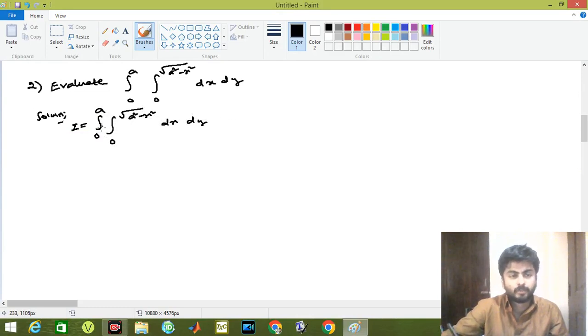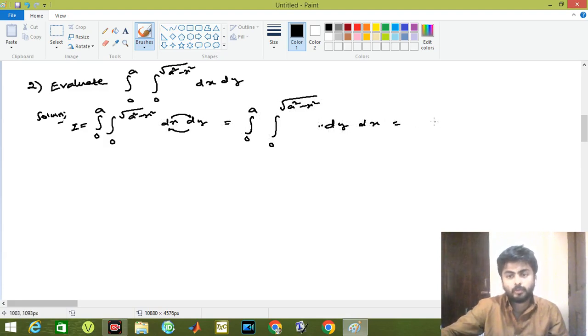So it is not in the correct form, but the limits are right. The external limits are constant, inner limits are functions. So since it is a function of x, you have to interchange the order so that the first integration is with respect to y, so it should be changed to dy and dx. On integrating y you will get y, with limits root of a square minus x square and 0, then dx, integral 0 to a.